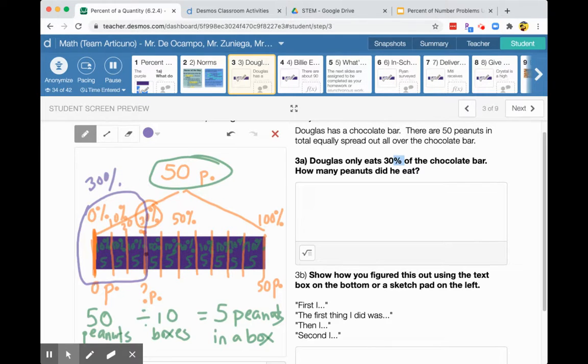So how many peanuts is 30%? 5, 10, 15. Okay, so Douglas ate 15 peanuts. Okay, all I did was added the 5s, or 5 times 3. So this is what 30% looks like.